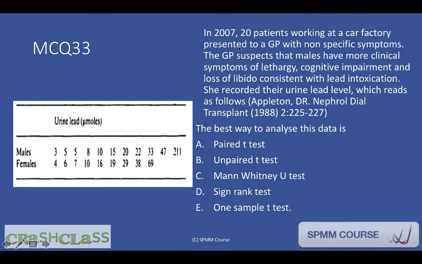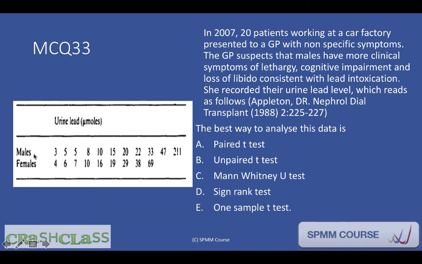So MCQ 33. In 2007, 20 patients working at a car factory presented to a GP with non-specific symptoms. The GP suspects that males have more clinical symptoms of lethargy, cognitive impairment, loss of libido, consistent with lead intoxication. She recorded the urine lead level, which reads as follows. So they've given urine lead levels for males and females. Okay, so a lot of numbers are given here, and a lot of numbers are given here as well. The best way to analyze the data, so you've got to compare males versus females. If males have more lead in the urine compared to females. So what test can you do to establish the significance of difference?